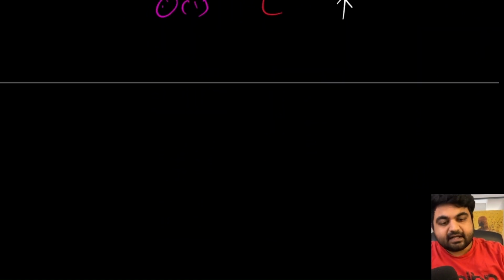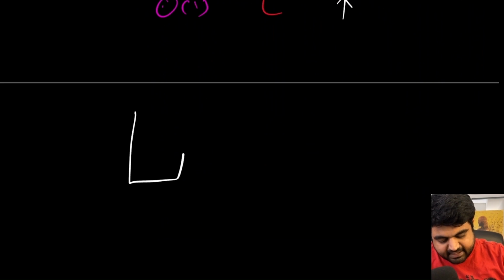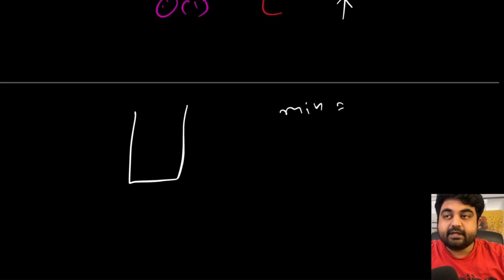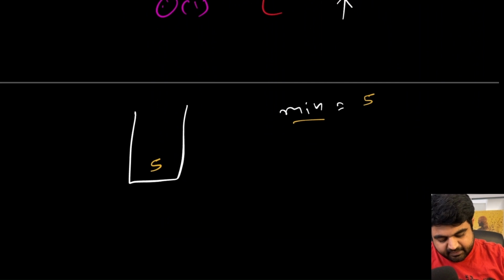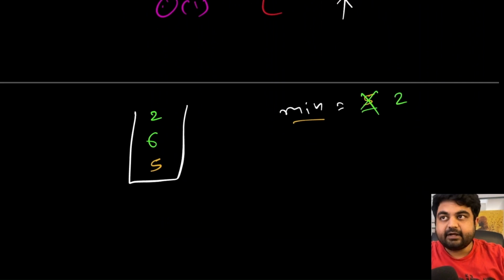Now the very first thing that comes to mind is, why don't we just have an extra variable called min to keep track of the minimum value we have encountered so far. Currently this is an empty stack. Let's assume that we enter value 5. This is the minimum value so far, 5. Next we add value 6, so 5 is still the minimum. Next we add value 2, so once again we update this and put 2 over here. Then we add value 7. So currently the minimum value is 2.